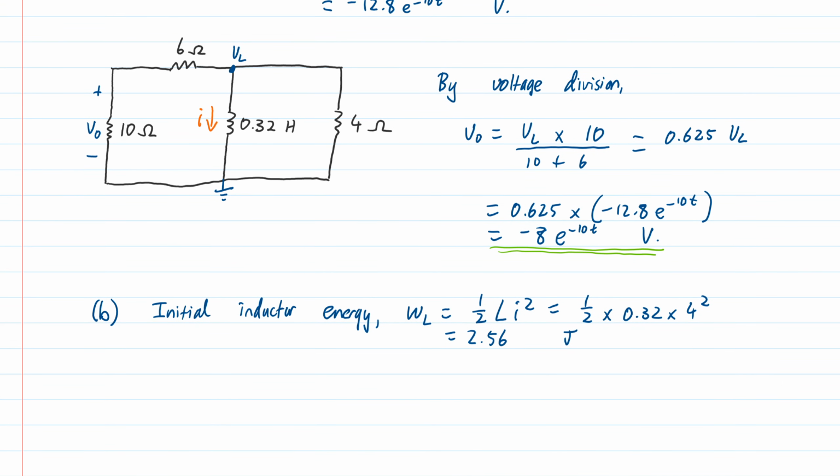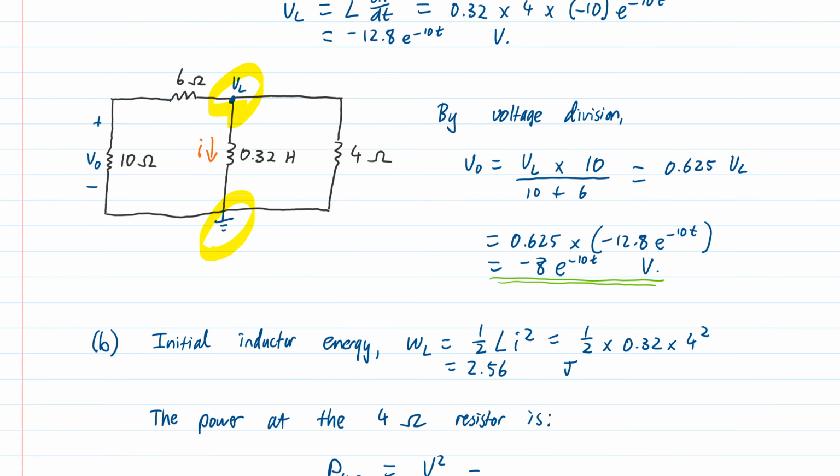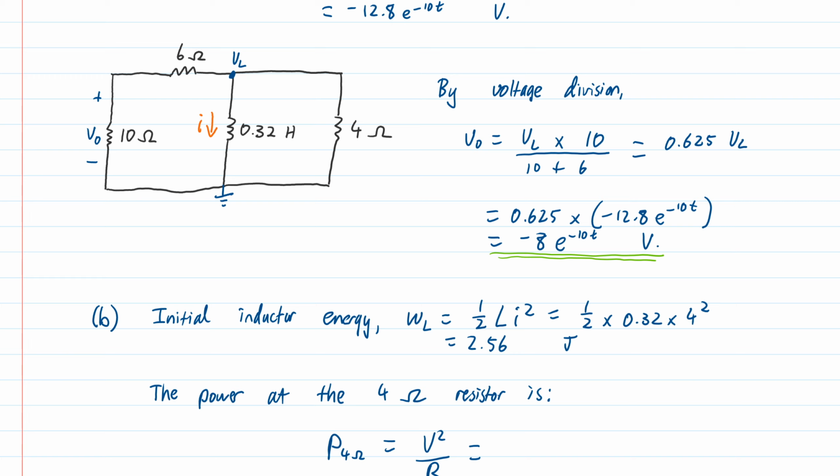That's the total amount of energy that we have in this circuit once the switch has moved to its other position. Now we want to know of that energy, how much of it ends up here in this 4 ohm resistor. What we need is to find the power in the resistor first of all. So the power at the 4 ohm resistor, I'm going to call it P4 ohms, will be V squared over R. Now the voltage across this resistor, because I have my reference node here and this node voltage VL, is just VL, which I actually calculated already. So I can substitute that directly into my equation.